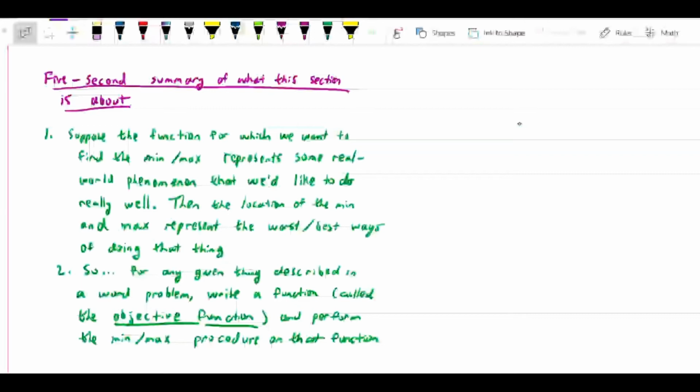So essentially what we're going to do in this section is read a word problem and write a function that's called the objective function. That's the name for it. Once we write the objective function, we're just going to run the procedure to find the min and max of that function. In the case where we don't have a closed and bounded interval, we will do a couple of extra steps to determine whether there is a min or a max and how to find it. But basically, we're still performing a very similar procedure.